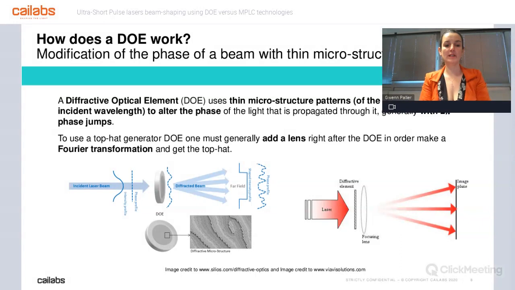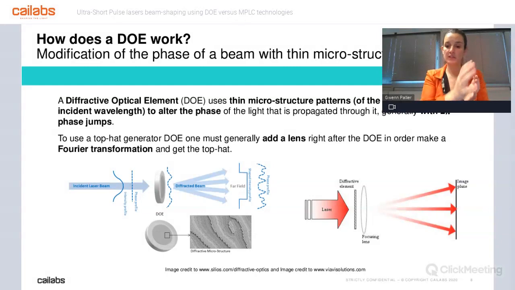Let's start with what is exactly a DOE. Behind the word DOE, there are a lot of different components which can be manufactured and used. The ones generating top hats are based on a thin microstructure, generally on a piece of glass. This microstructure is of the order of magnitude of the incident wavelength. This is altering the phase of the light that is propagating through the DOE. And generally, you have 2 pi phase jumps on this DOE.